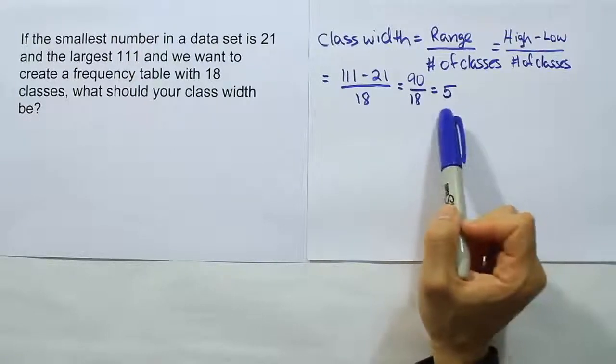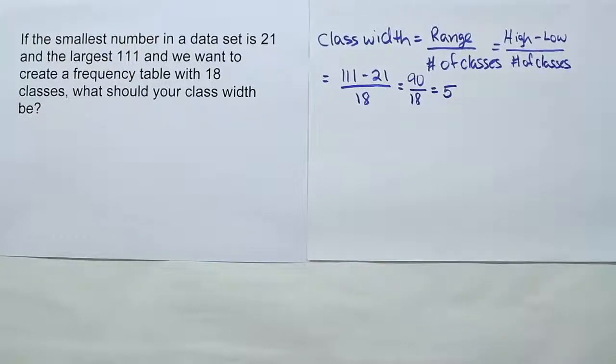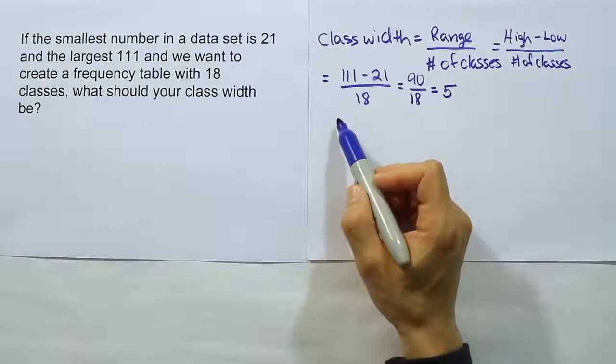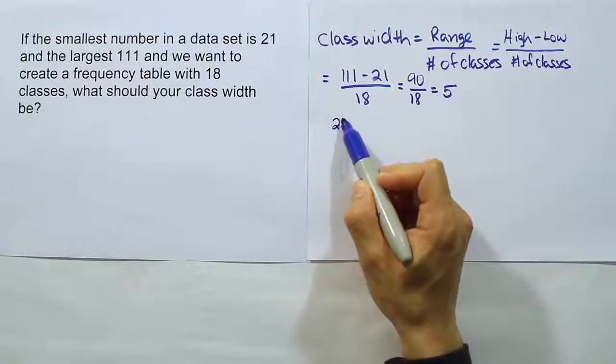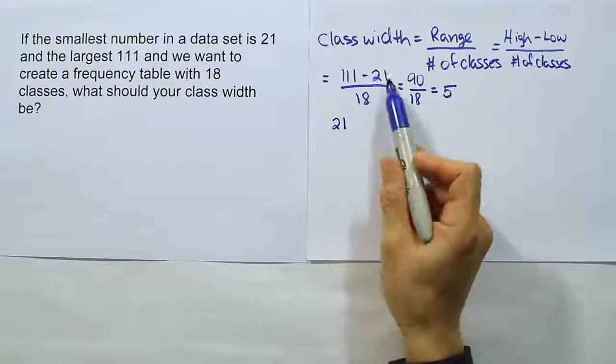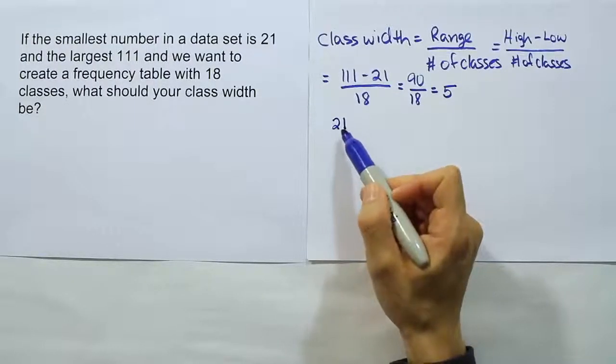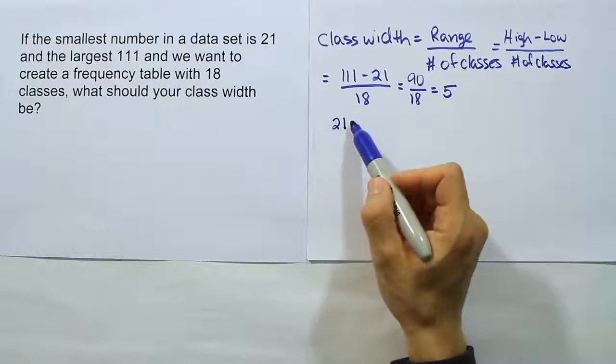So let's talk about how you actually test it. What you'd have to do is actually list the 18 categories. Let's say we started with 21. That's kind of an awkward place to start. You might want to start at 20, but just to make sure that it doesn't work in either case, let's start with 21. We certainly couldn't start any time after that because 21 is in the data set. So we want to make sure 21 is included.